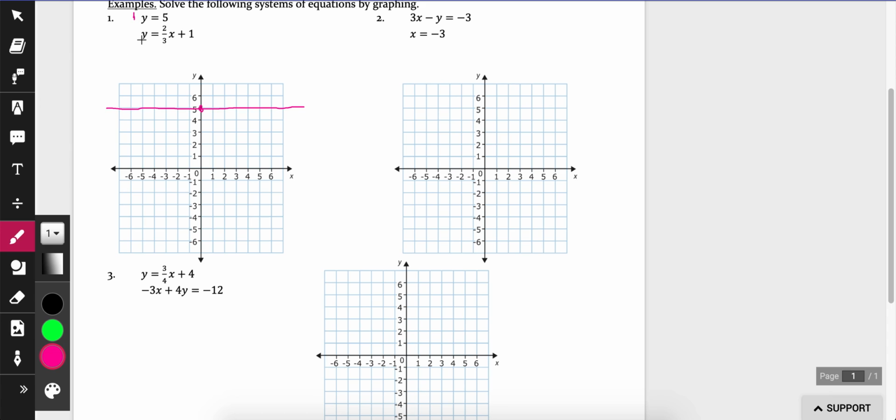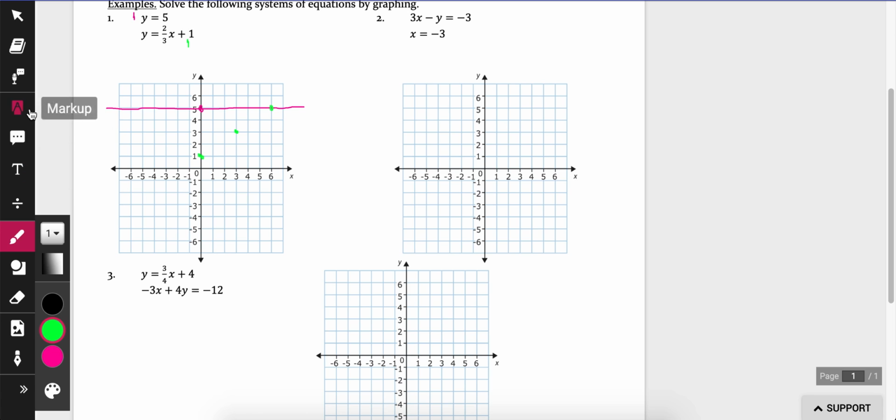Next line I'm going to look at right here, y equals 2/3 x plus 1. This is in slope-intercept form, which means I want to start with the y-intercept, which is positive 1. And from this point, I want to move according to the slope, which tells us rise positive 2 and run positive 3. That's up 2 and over 3. And up 2 and over 3.